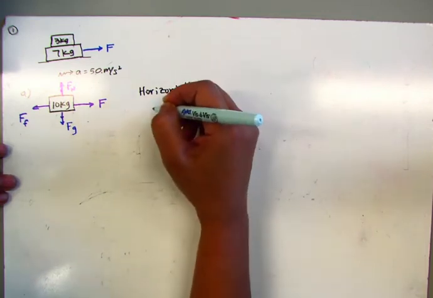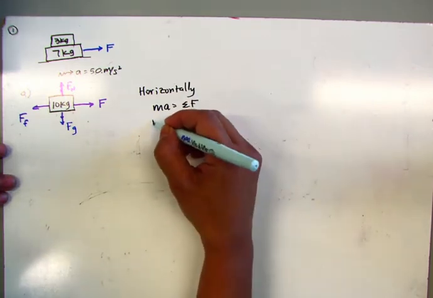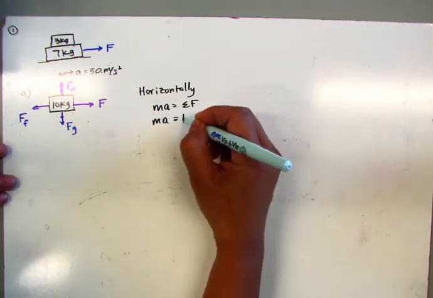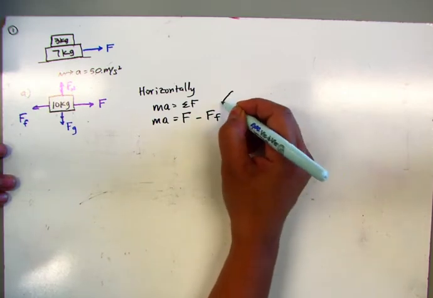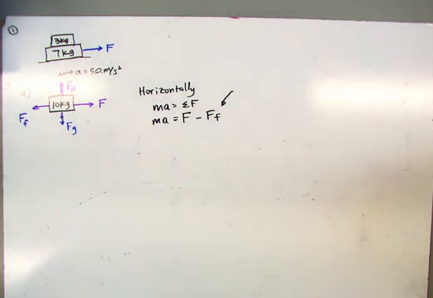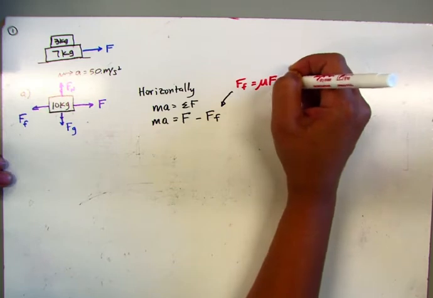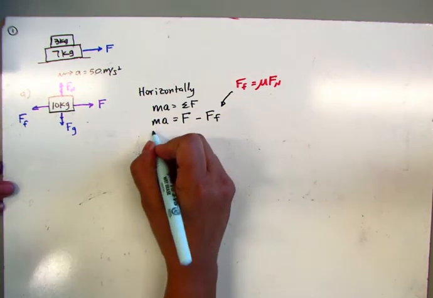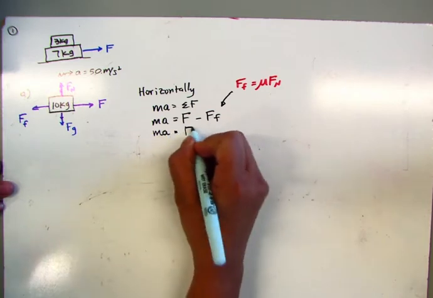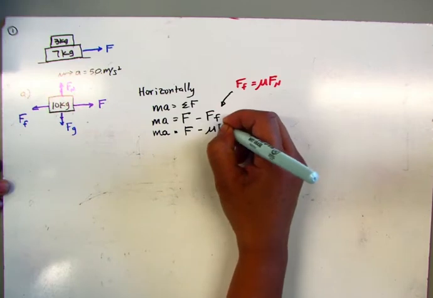I'll set it up. MA equals the sum of the forces, and in the horizontal direction, we've got the applied force minus the force of friction. Now, this we always know. We can always blow that up and make it F_f equals mu F_n. So we'll do that now, and we'll set this up as MA equals the applied force, which is our unknown, minus mu F_n.